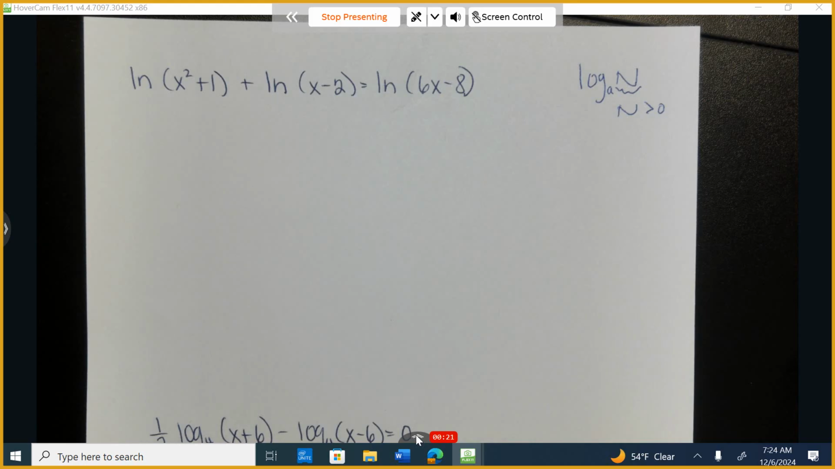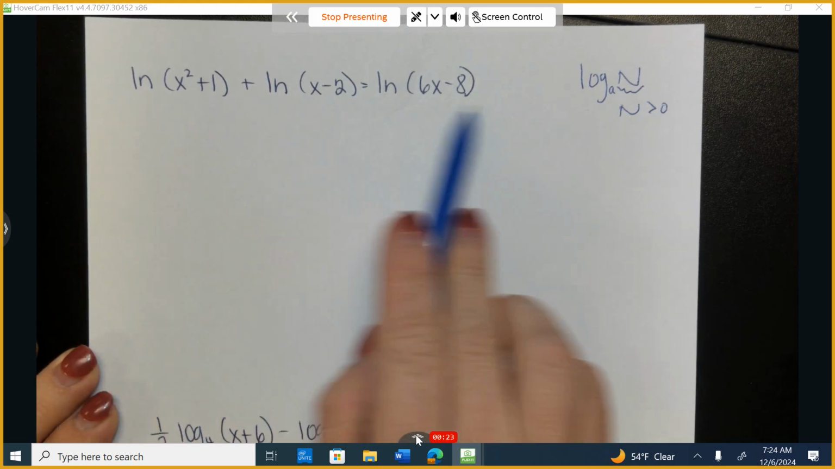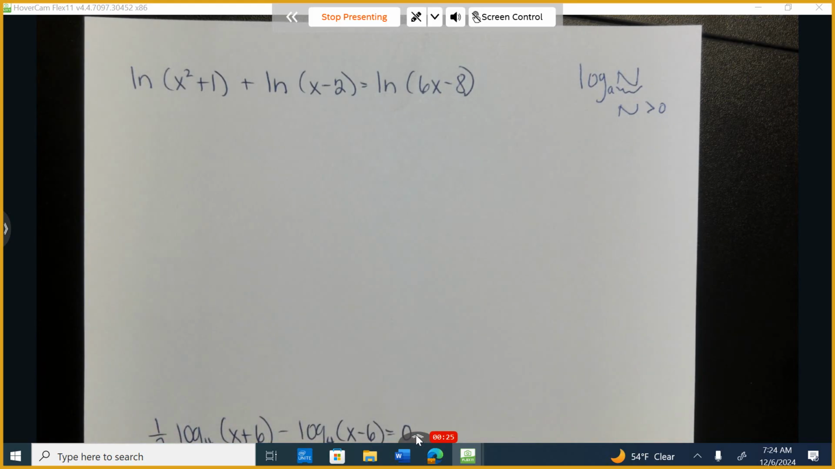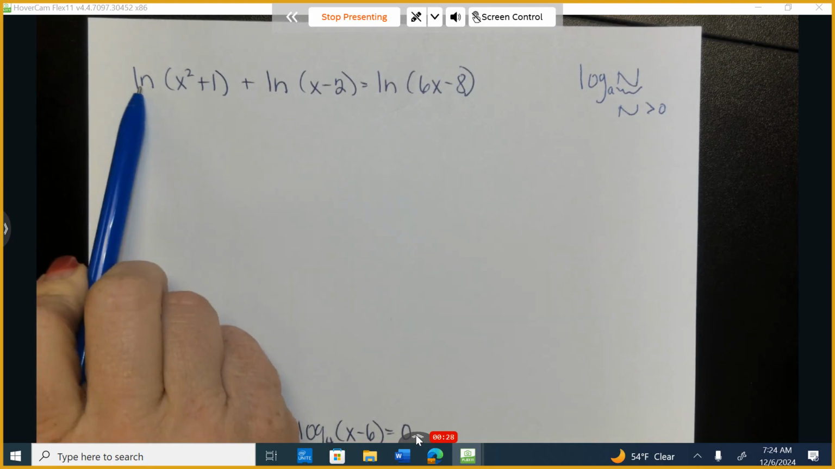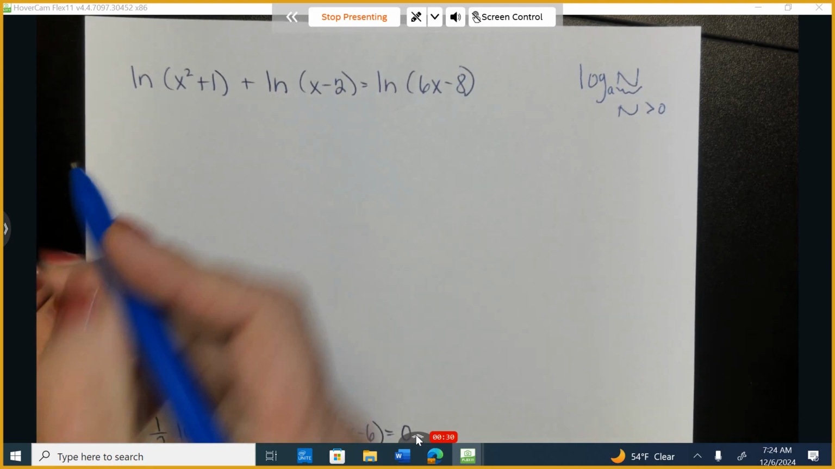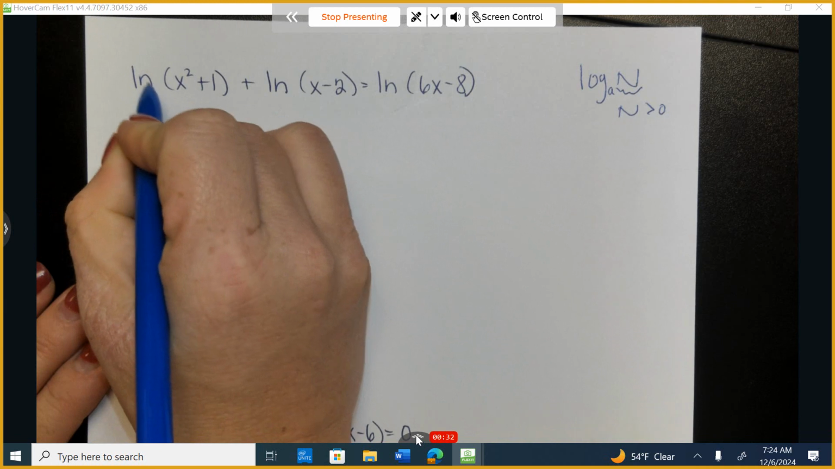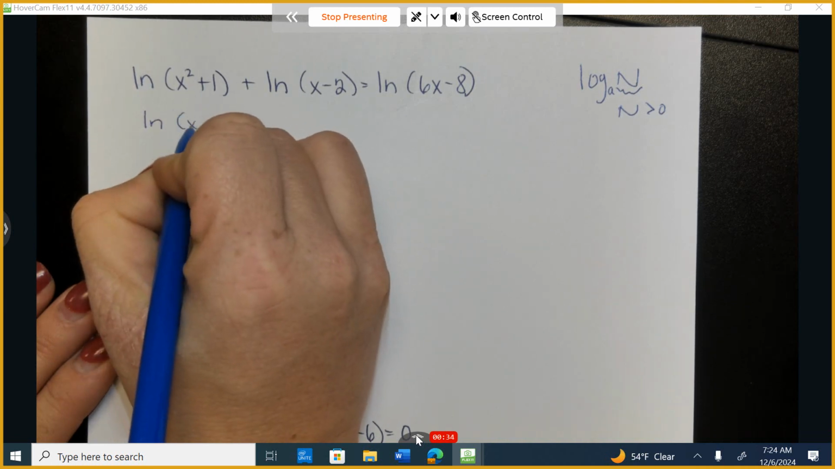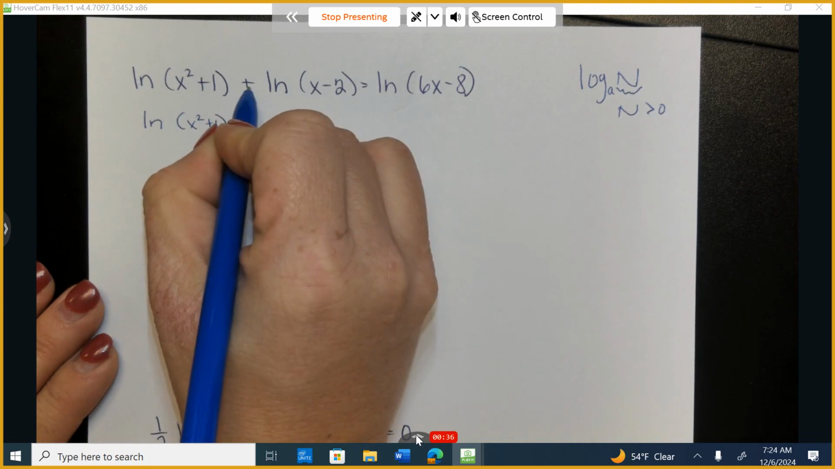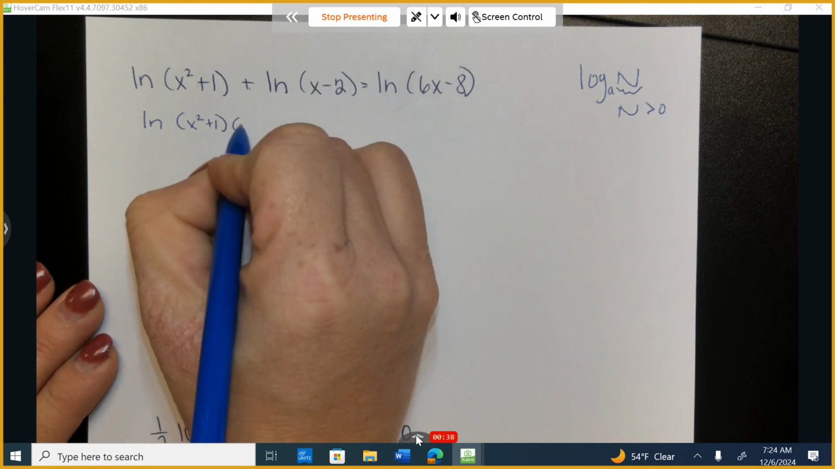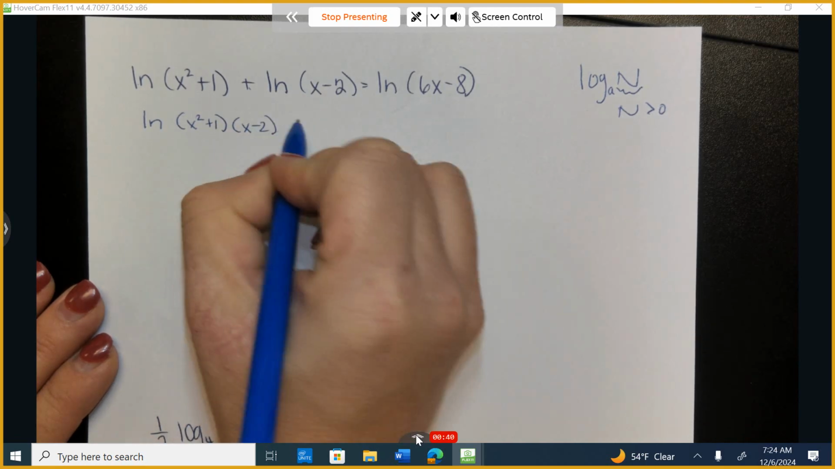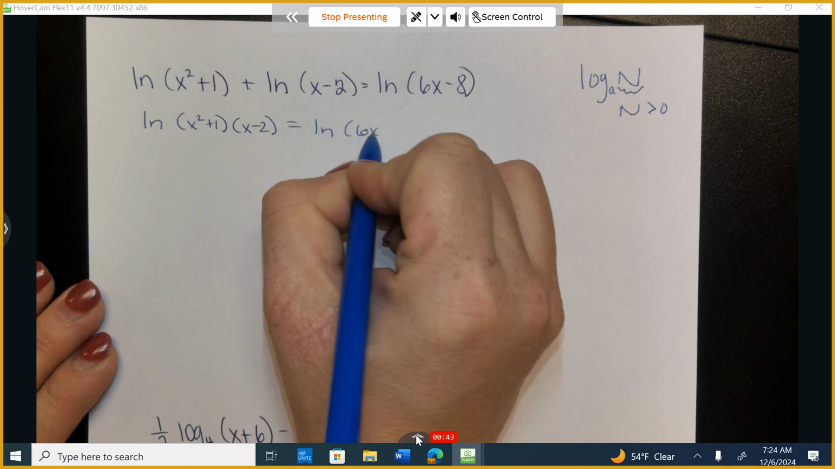All right, first thing, I can see that this equation is in expanded form, so I want to condense it. Remember, ln is natural log, which is equivalent to log base e. When I condense it, I'm going to have the natural log of x squared plus 1. Addition, when we condense it, turns into multiplication, times x minus 2 equals the ln of 6x minus 8.